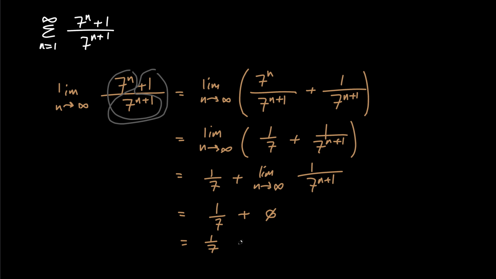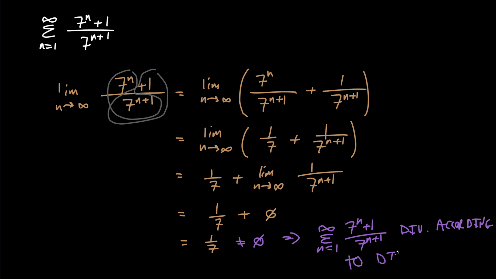Now the fact that we know this limit is not equal to 0 tells us that our original series, which was the summation from n equals 1 to infinity of (7^n + 1) over 7^(n+1), diverges according to the divergence test, or nth term test.